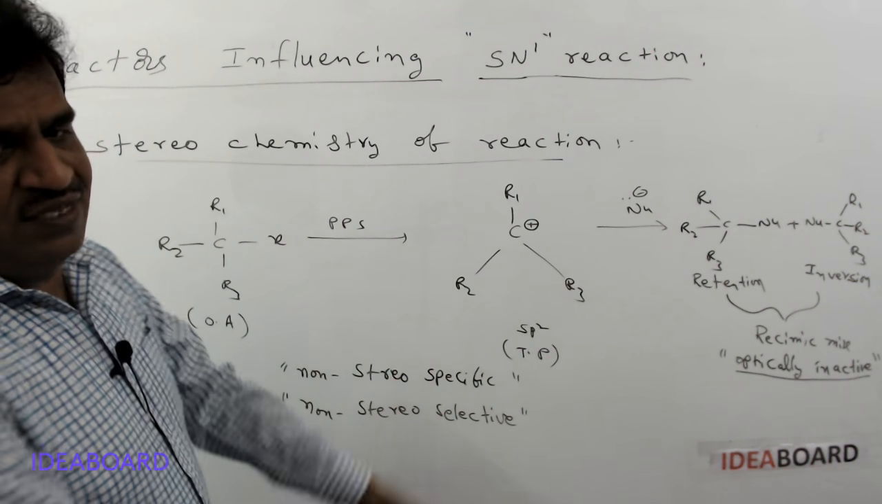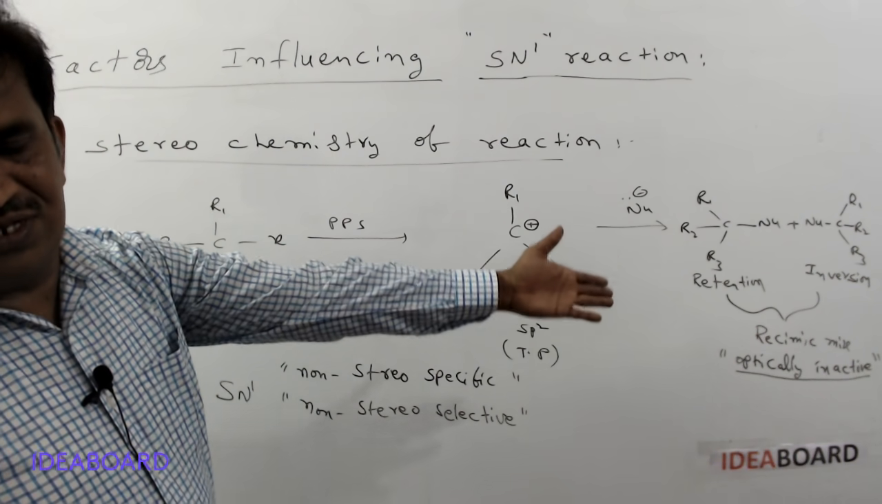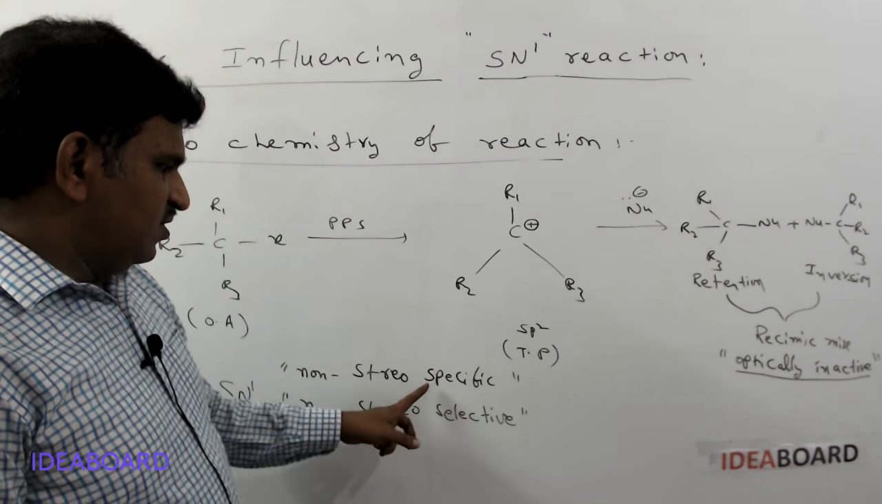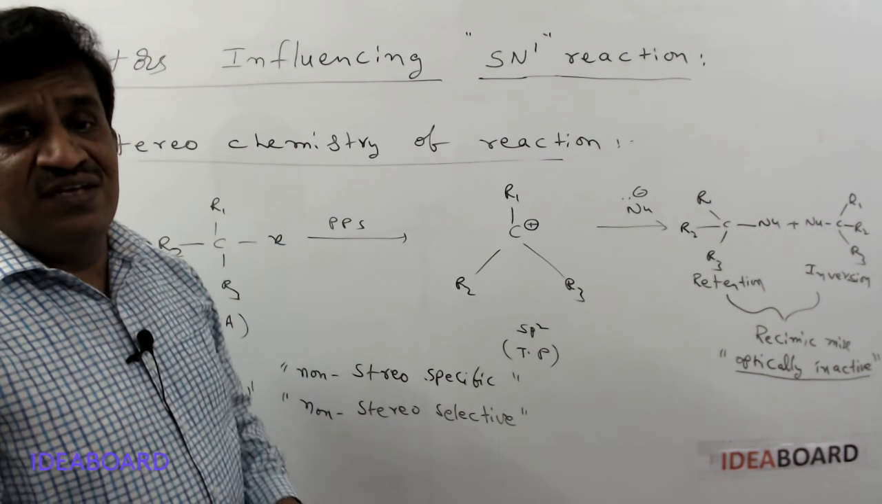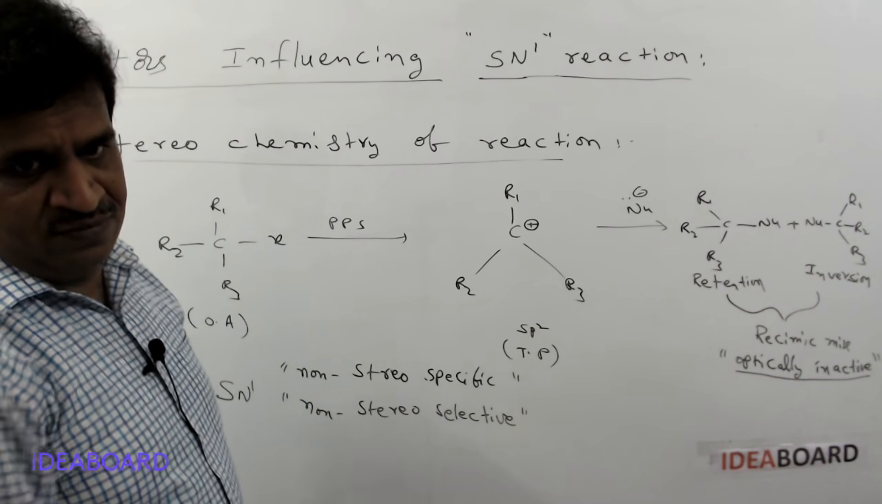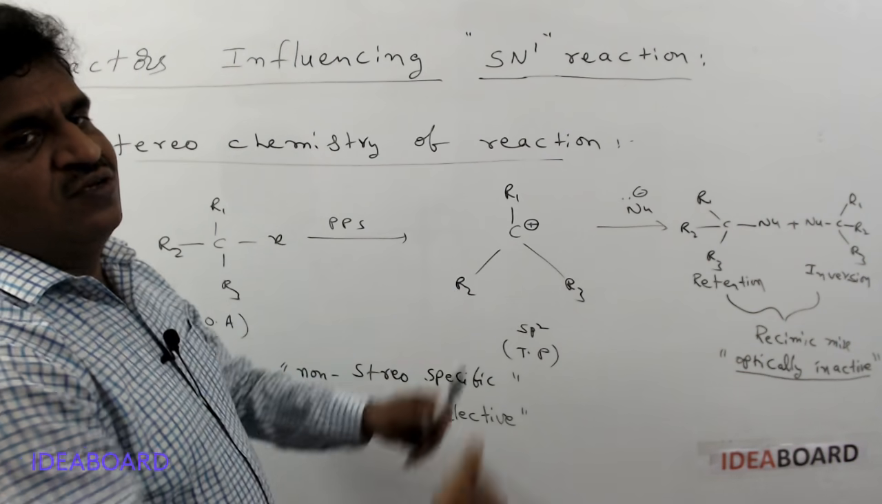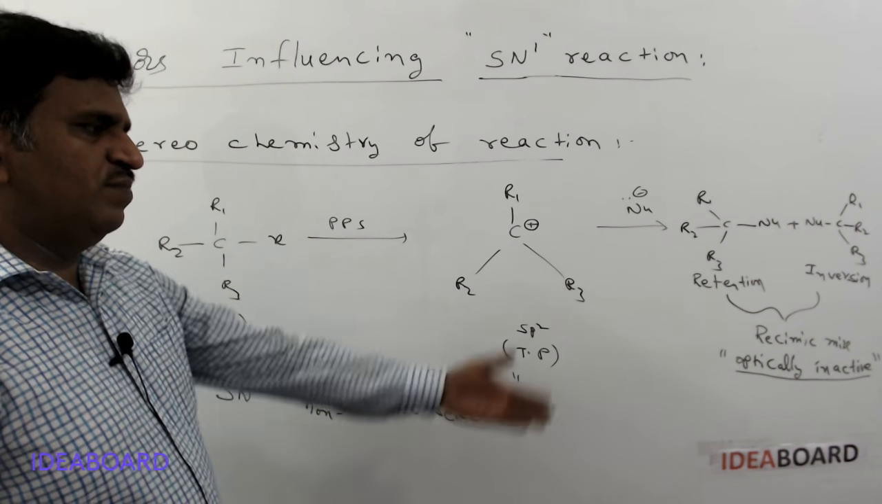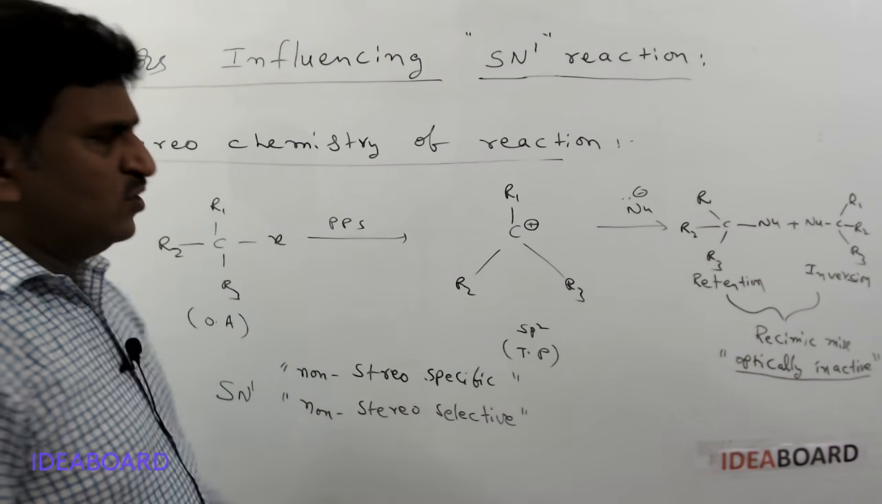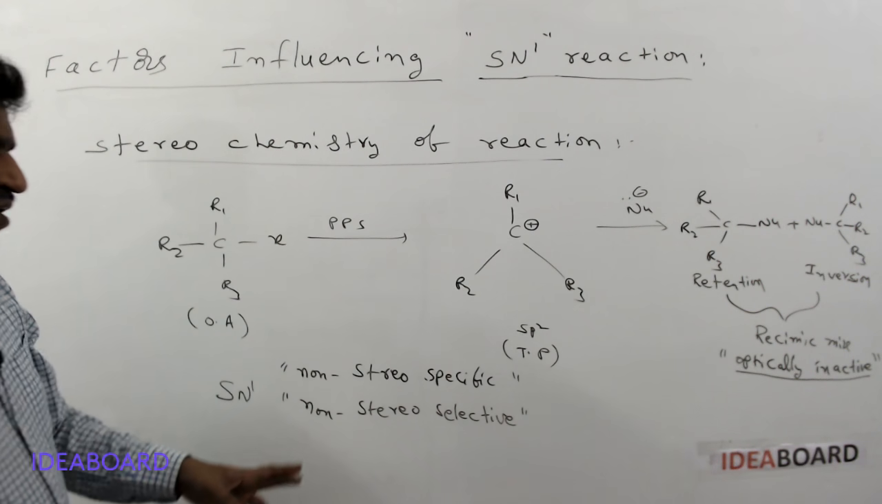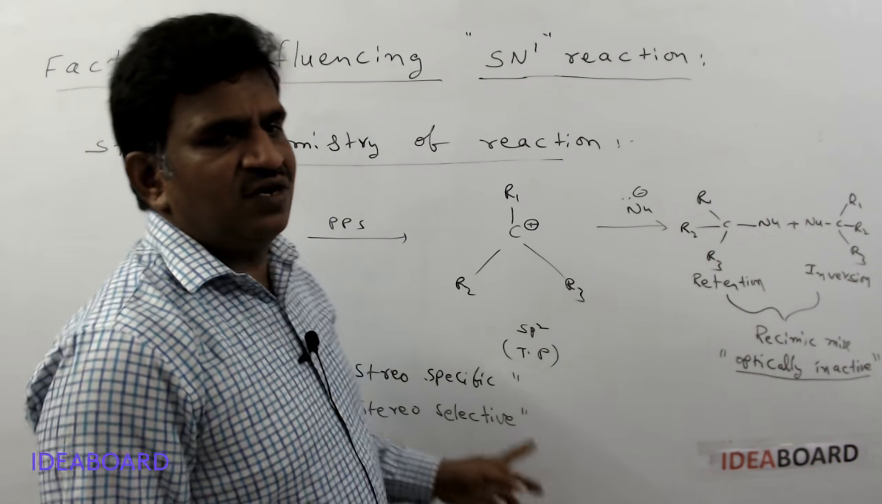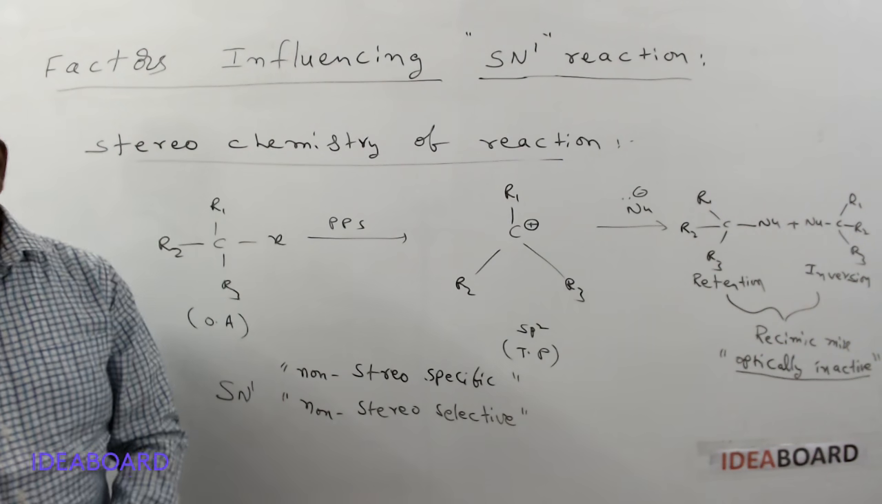But here both are not happening. What is the product? It is optically inactive. In both these reaction types we need a stereoisomer formation as a product, but here we are not getting an optically active product. So an optically inactive racemic mixture is forming. So SN1 reactions are non-stereospecific, non-stereoselective reactions.